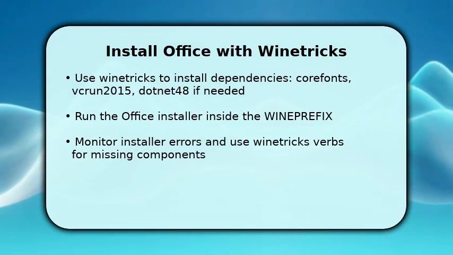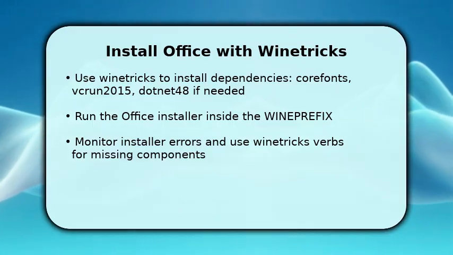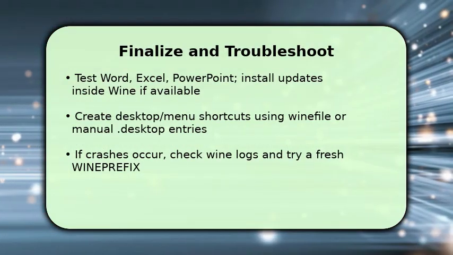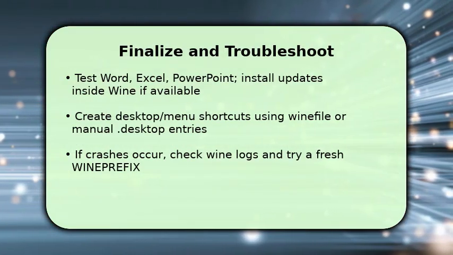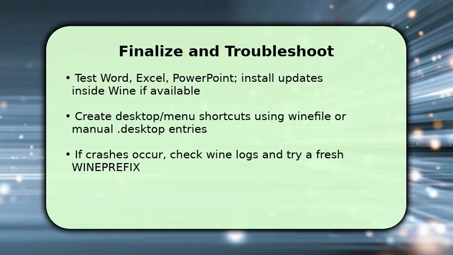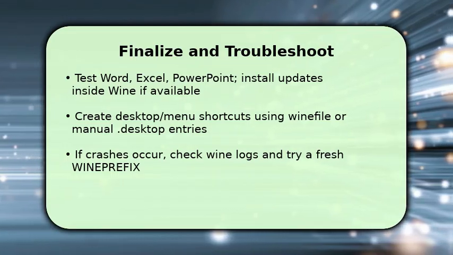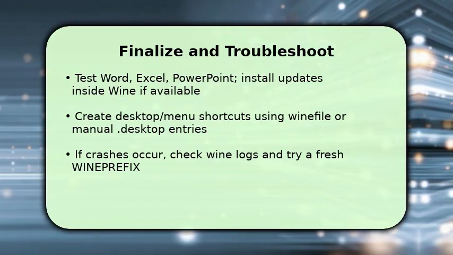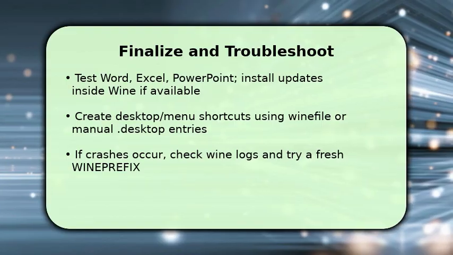Once the installer finishes, run the Office apps to complete initial configuration and activate with your license. You finish by launching each Office app and applying updates inside the Wine environment so everything is current. Create desktop or menu shortcuts pointing to the Wine prefix binaries for quick access, and associate common file types if desired.